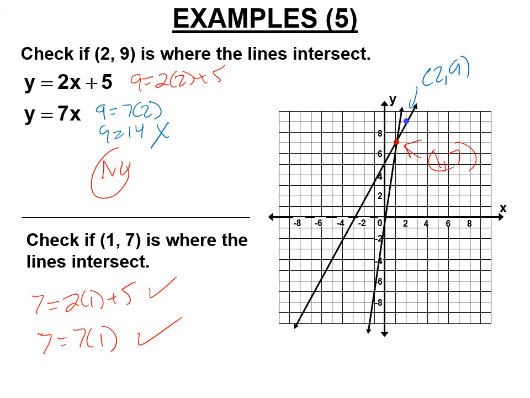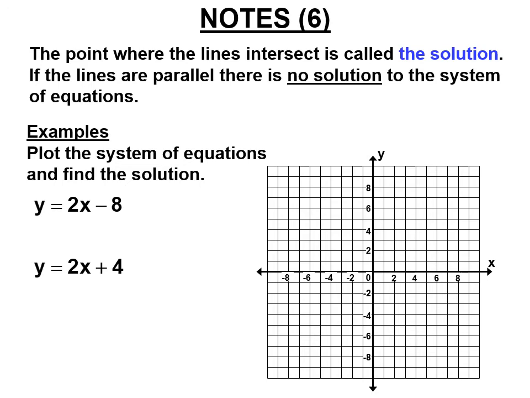All right, and there are the two lines. So you can check, especially if you're not using graph paper or a grid, and you're not sure you've got the right answer. You can put it into the equation and see if it's the right one. So the solution is where they intersect.